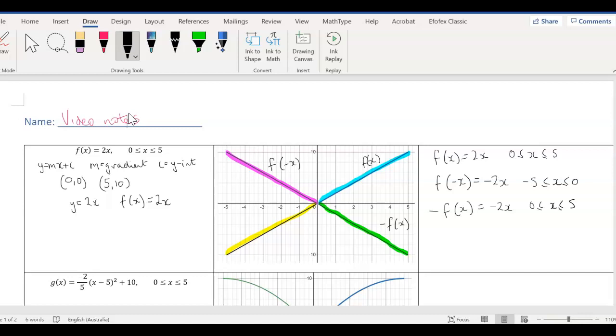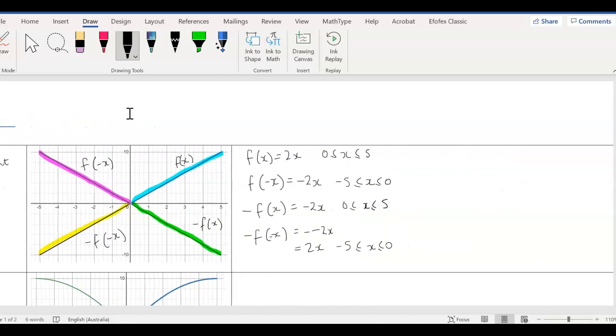And then the yellow line, we've got two reflections. We've got a reflection in the x-axis and a reflection in the y-axis. Should put a negative in there. So basically we're going to have negative 2x, and that's how we end up with positive 2x. But your domain is now from -5 to 0, okay, because it's been reflected. Now, let's write that on here, negative f, negative x.